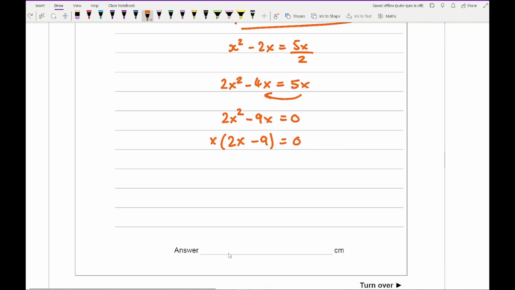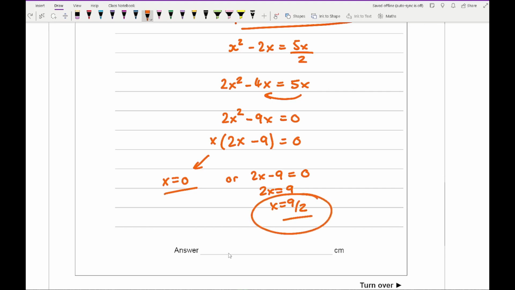So either x equals 0 or 2x minus 9 equals 0. So solving this, I get 2x equals 9, so x equals 9 over 2. So these are two possible answers. Well, x can't equal 0, because there wouldn't be a distance. So the only answer it could be is going to be 9 over 2 or 4.5 centimetres.